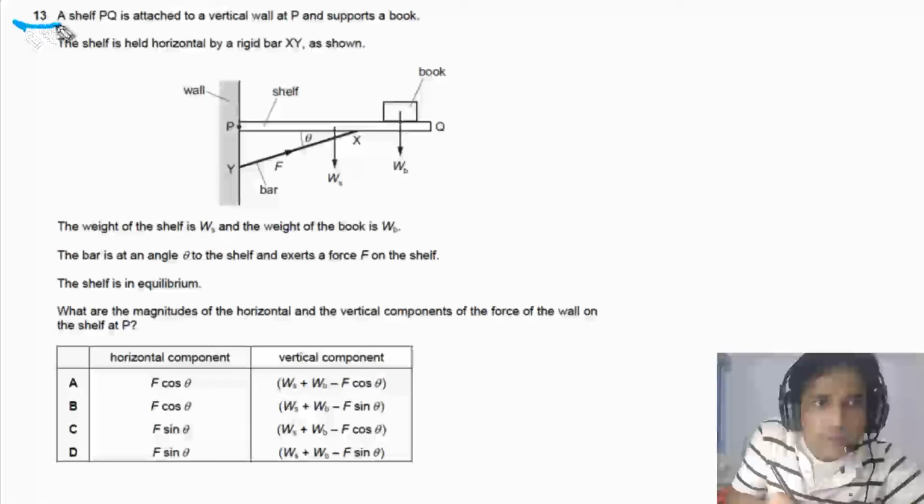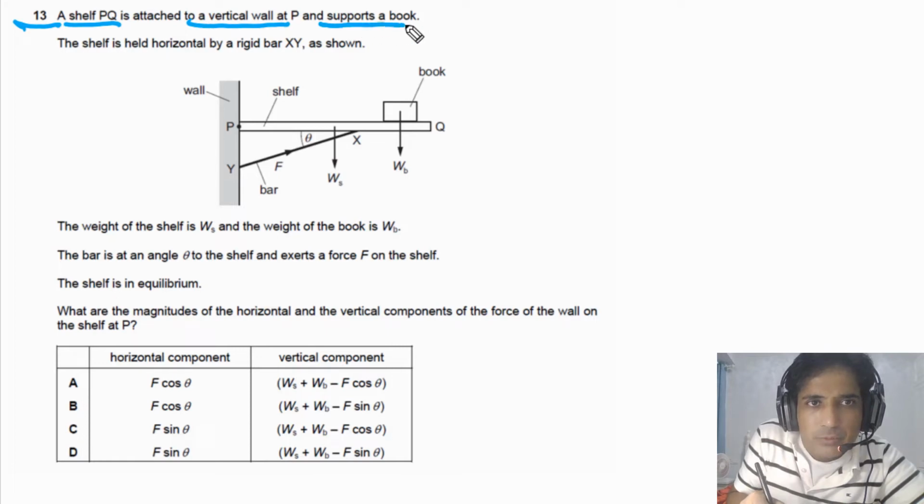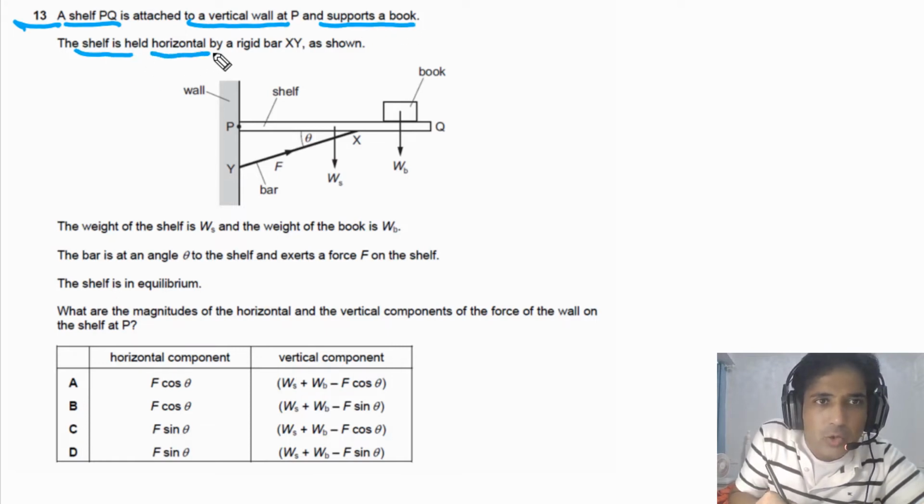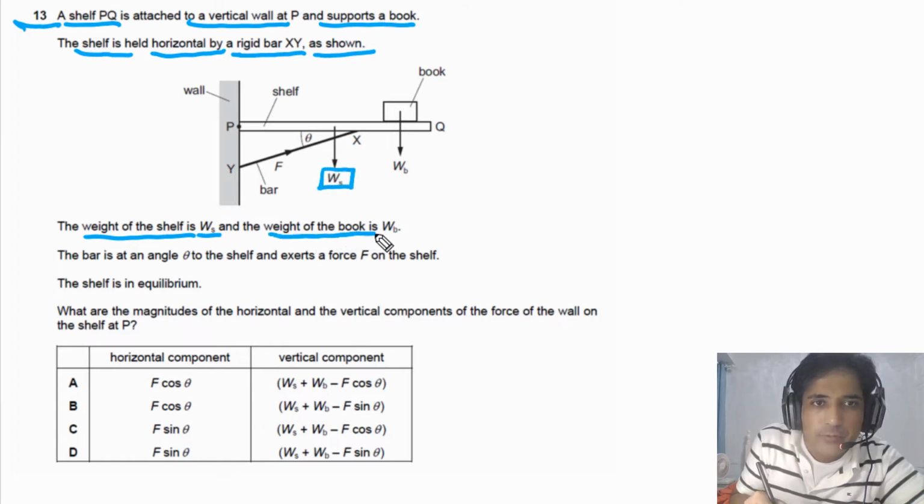For question number 13, it is given to us that a shelf PQ is attached to a vertical wall at P and supports a book. The shelf is held horizontal by a rigid bar XY as shown in the figure. So this one is the shelf. It is attached to the wall at point P and a book is placed on the shelf. There is a rigid bar attached at this point. The weight of the shelf is WS and the weight of the book is WB. The bar is at an angle theta to the shelf and exerts a force F on the shelf. The shelf is in equilibrium.